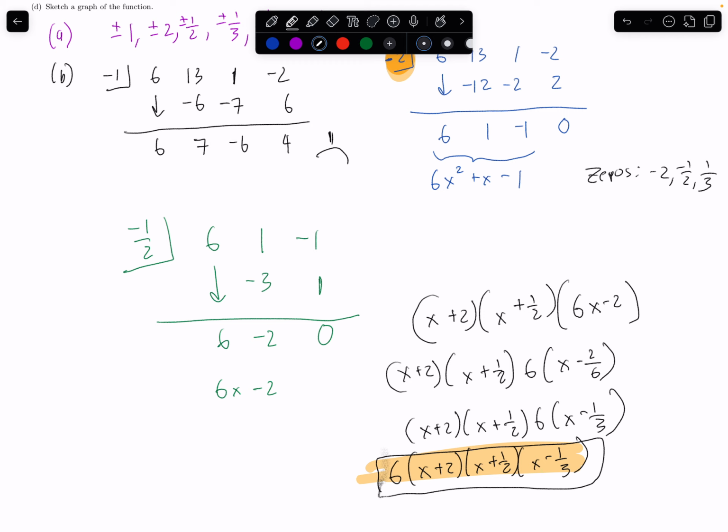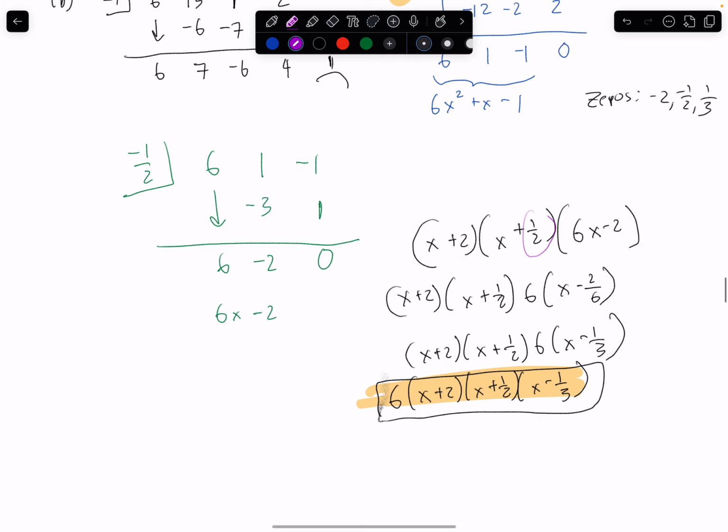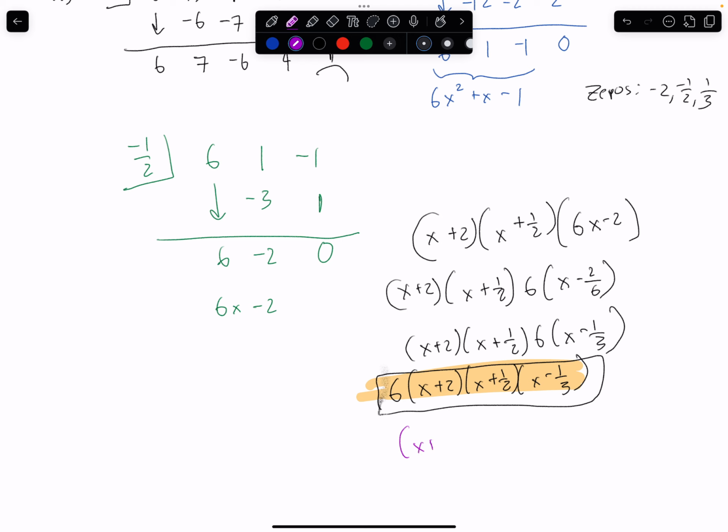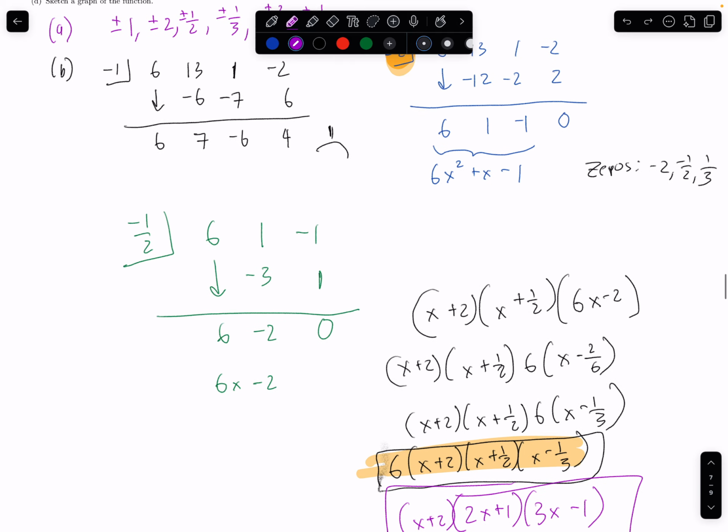Or another acceptable form would be, if you didn't want these fractions in there, you could borrow the 2 from this 6 and say it's x plus 2. This would be 2x plus 1. And then borrow the 3 from that 6 and make this 3x minus 1. So this is maybe the prettiest form. Either one of these, I'd say, is a correct factored form. Okay, so that's the question.